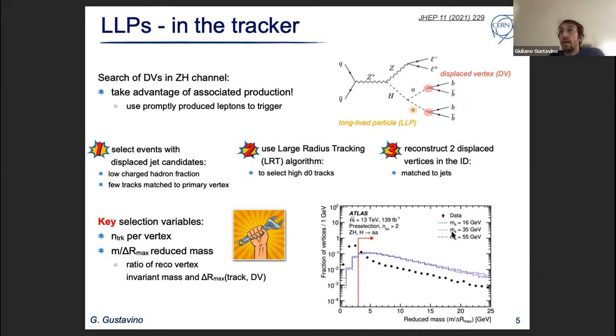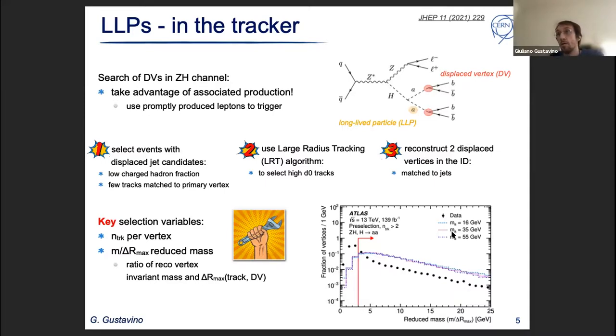We use the large radius tracking algorithm, which targets the selection of high impact parameter tracks that are not selected by the standard tracking algorithm. These are then used to reconstruct two displaced vertices in the inner detector, which are matched to the jets identified in the event. The two key selection variables are the number of tracks per vertex and the reduced mass, defined as the ratio of the invariant mass of the vertex and the relative distance between the tracks that form the vertex and the displaced vertex itself.